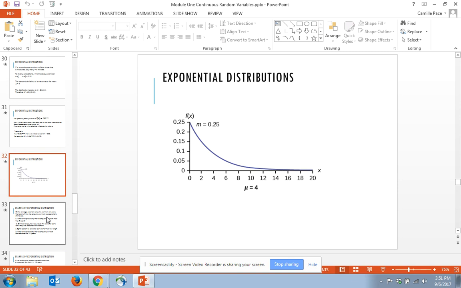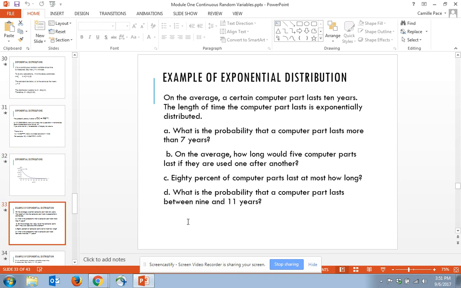Okay, so let's keep going. On average, a certain computer part lasts 10 years. The length of time the computer part lasts is exponentially distributed. So we have 4 questions we're going to ask ourselves. The first is, what is the probability that a computer part lasts more than 7 years? The second one is, on the average, how long would 5 computer parts last if they were used one after another? C is, 80% of computer parts last at most how long? And D is, what is the probability that computer parts last between 9 and 11 years?